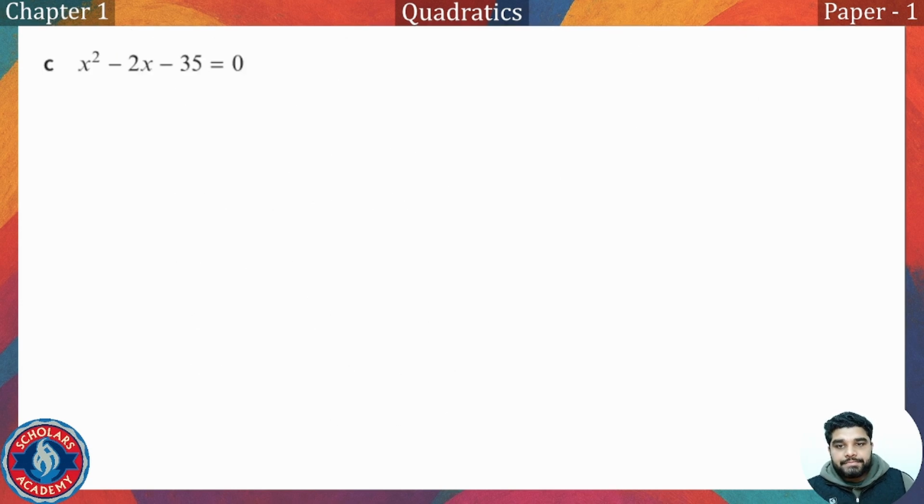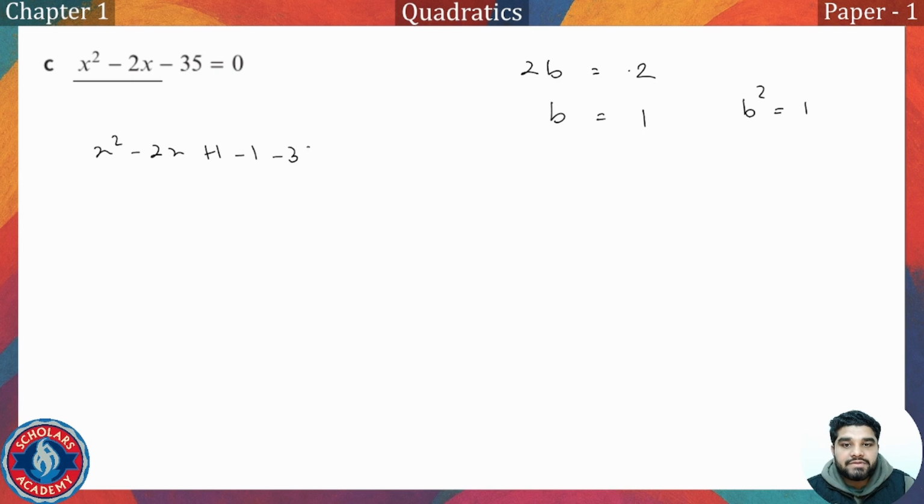Let's go to the next question. Okay, again focusing on the first two terms. So 2b is now negative, which means (a minus b) whole square. So we'll ignore the negative. So 2b is 2. It means b is equal to 1. It means b square is also 1. So we get x square minus 2x plus 1 minus 1 minus 35 is equal to 0. Clear?